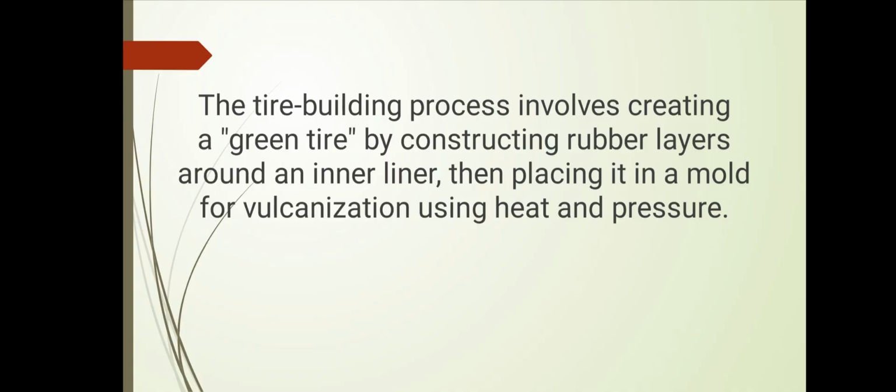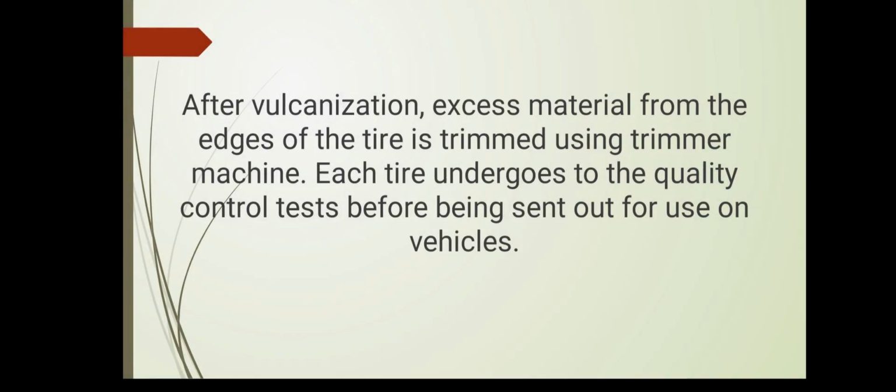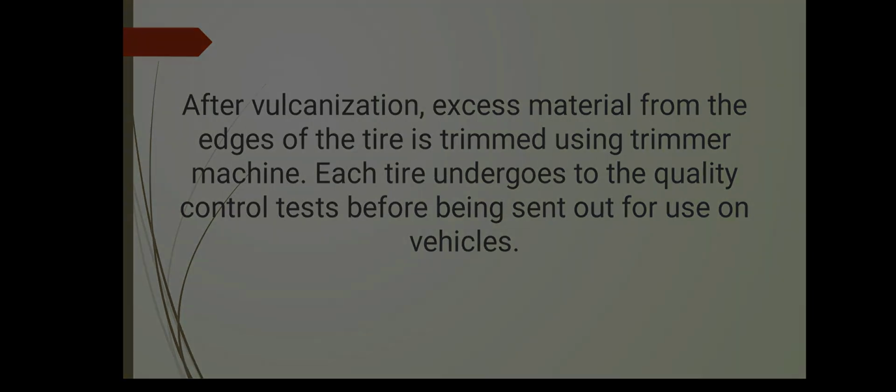The tire building process involves creating a green tire by constructing rubber layers around an inner liner, then placing it in a mold for vulcanization using heat and pressure. After vulcanization, excess materials from the edges of the tire are trimmed using a trimmer machine. Each tire undergoes a quality control test before being sent out for use on vehicles.